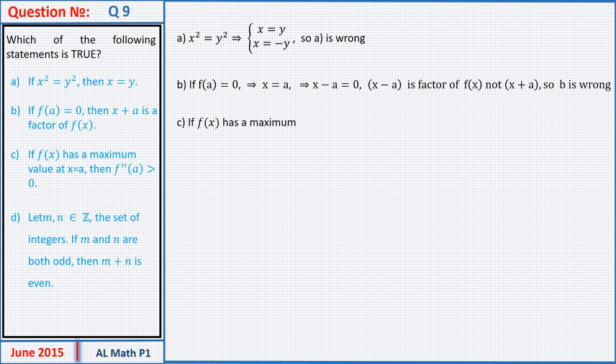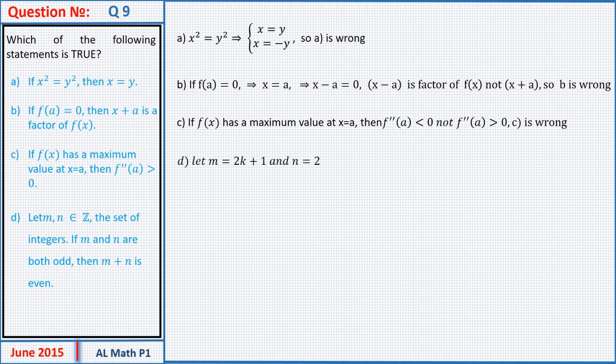C says if f of x has a maximum value at x equals a, then f double prime of a is greater than 0, which is wrong. If f of x has a maximum value at x equals a, then f double prime of a needs to be less than 0. Why? If it's a minimum, f double prime of a will be greater than 0. But if it is a point of inflection, it will be equal to 0. So we're also seeing that C is wrong.